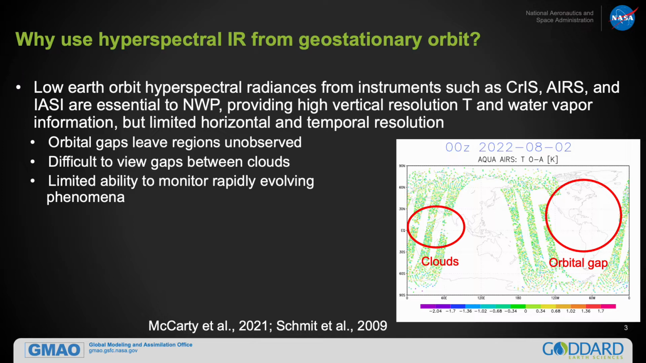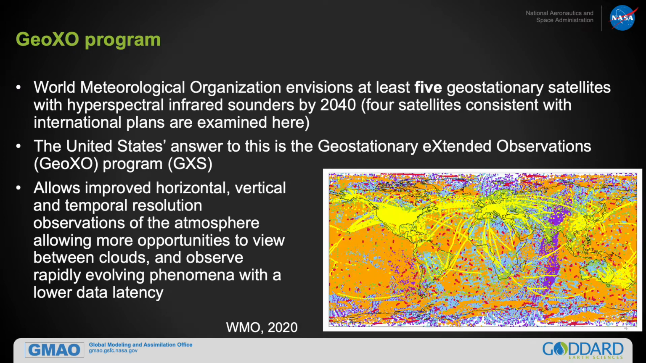On the contrary, a geostationary sounder would fill in a lot of these gaps with consistent observations over the observed region with a temporal frequency on the order of minutes instead of hours, while maintaining the vertical resolution of the LEO sounders. Because of their potential, the World Meteorological Organization envisions at least 5 geostationary hyperspectral IR sounders by 2040 to create a global ring of observations.